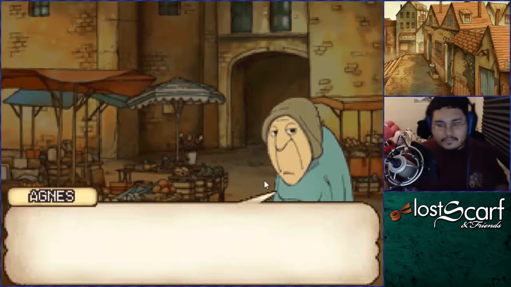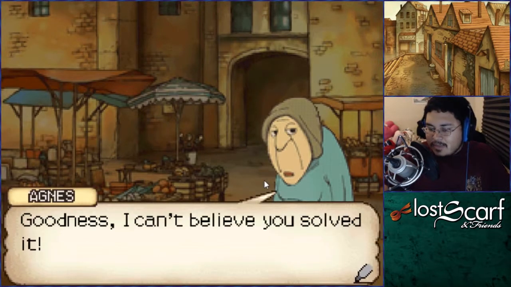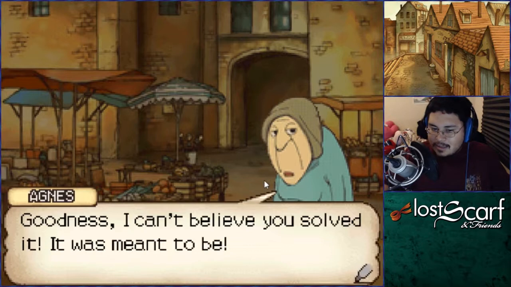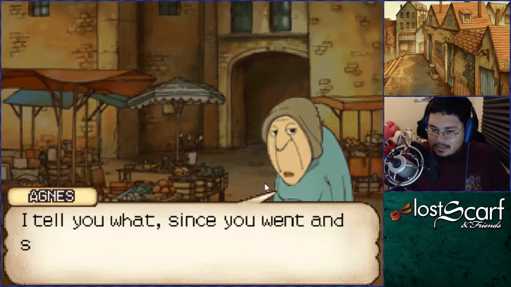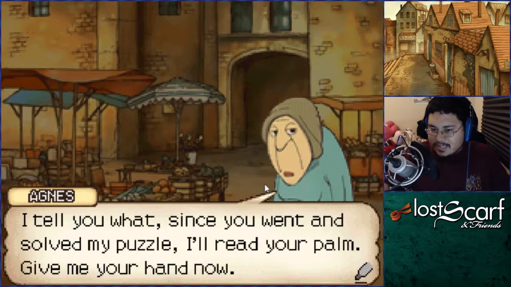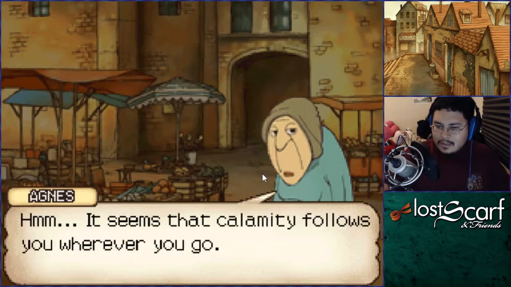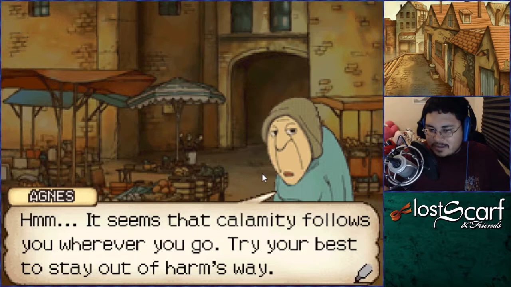That's what's important. Goodness, I can't believe you solved it. It was meant to be. I'll tell you what, since you went and solved this puzzle, I'll read your palm. Give me your hand. Oh, it seems that calamity follows you wherever you go. Try your best to stay out of harm's way.